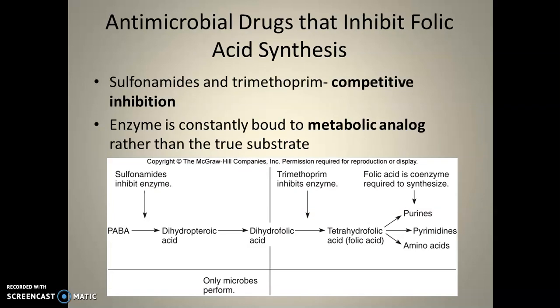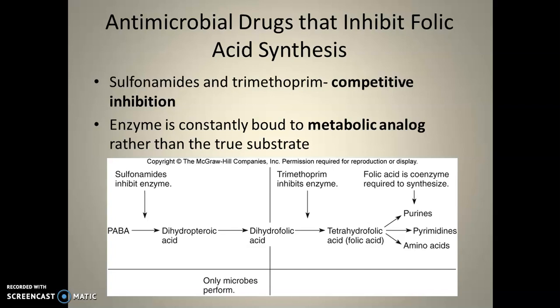Now, folic acid synthesis. This is a very special sort of pathway because eukaryotes do not synthesize folic acid. This is specific only to bacteria, right? Only microbes can perform folic acid synthesis. Folic acid is an essential compound that is needed to synthesize all sorts of major components within the cell: purines and pyrimidines that make up nucleic acids, and amino acids that make up proteins. So it's a super important compound.